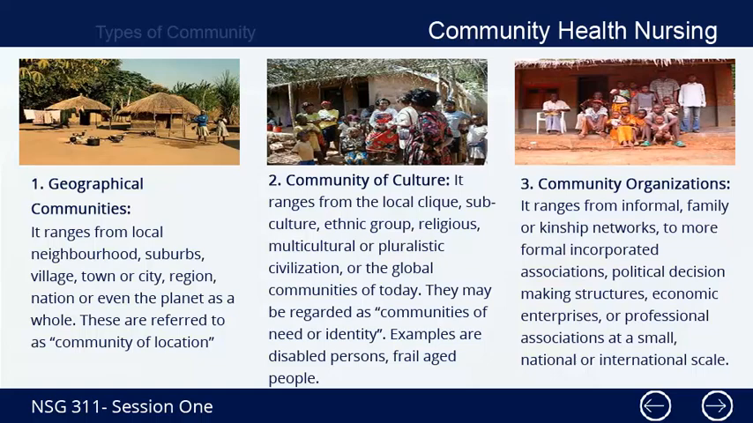3. Community organizations. It ranges from informal, family, or kinship networks to more formal incorporated associations, political decision-making structures, economic enterprises, or professional associations at a small, national, or international scale.